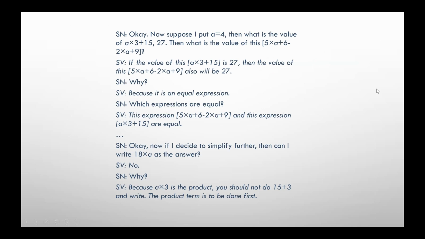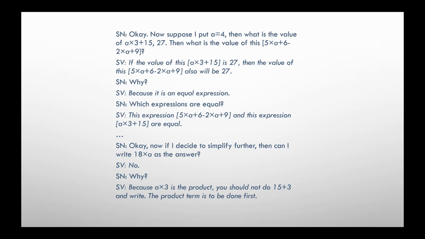Not only did they solve those, they also explained what will be the values. So if the simplified expression of 5 times a plus 6 minus 2 times a plus 9, if the value of this is 27, then the value of the initial expression must also be 27. And the child is asked why, and then the child says, because it is an equal expression. So we have manipulated and simplified the same expression. So very clear understanding of when you manipulate in such a way, or you transform expressions in such a way that the values remain the same. There is no change in the value.